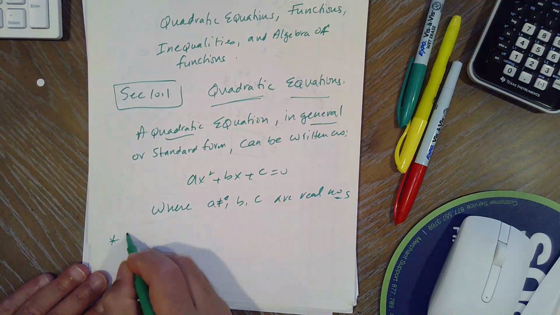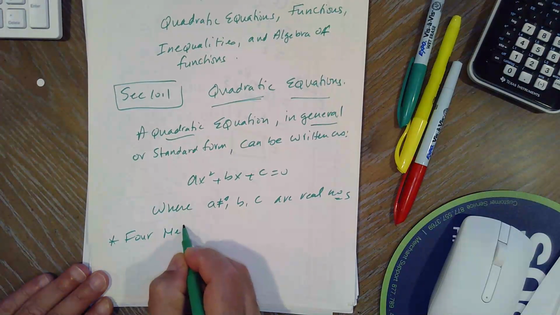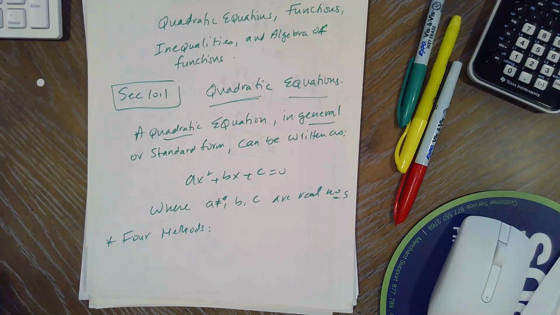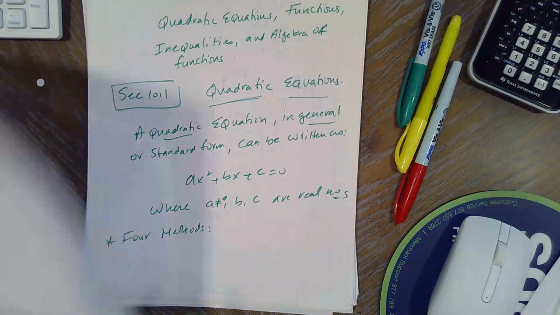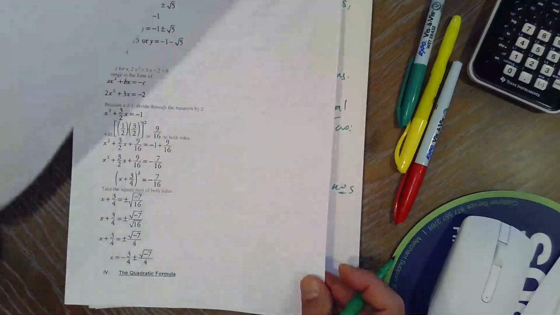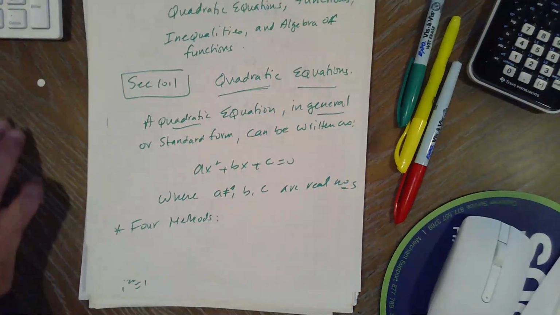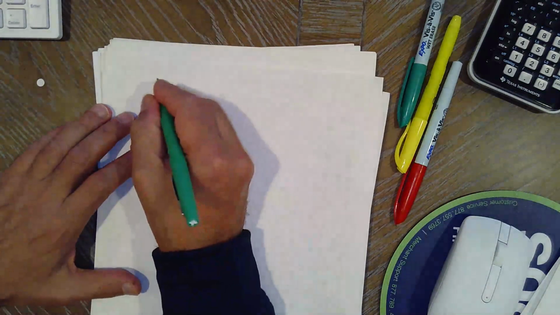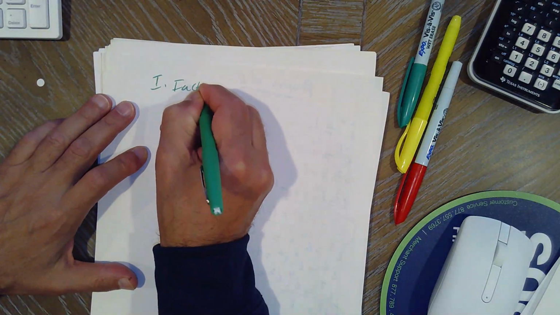There are 4 methods for solving quadratic equations, and I actually have a handout on each method. It's in your class notes, all these methods, so make sure you review the handout with some examples. The first method is factoring, which we are very familiar with. I'll just give you examples. The steps are in the handout.